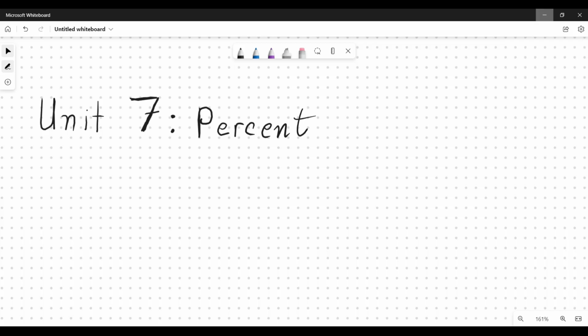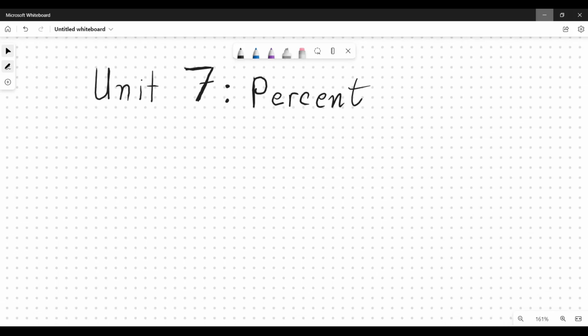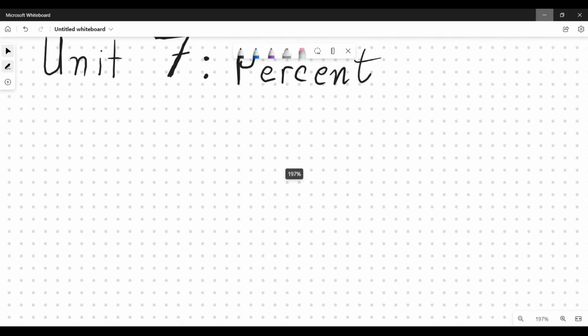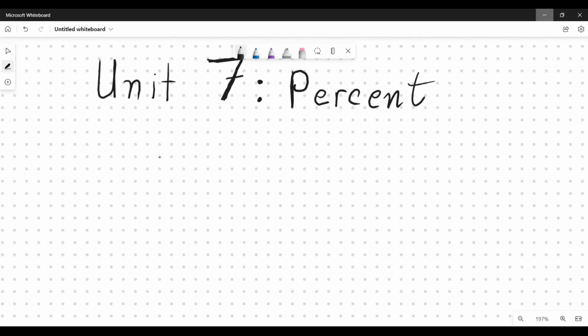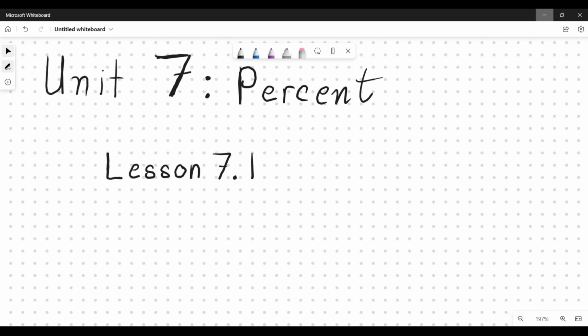So set up your unit page. The name of the unit is percent. Once you set up your unit page, you can set up your lesson 7.1 page, which is entitled everybody's favorite, Fractions and Percents.